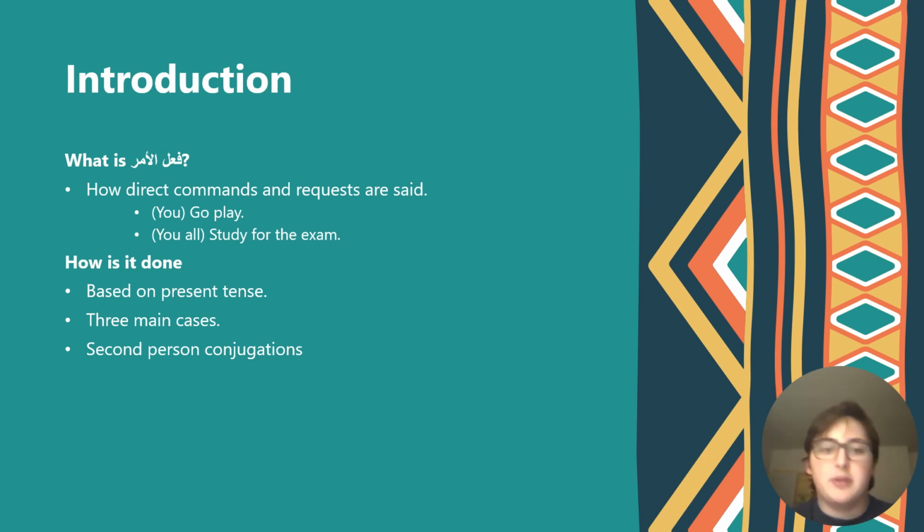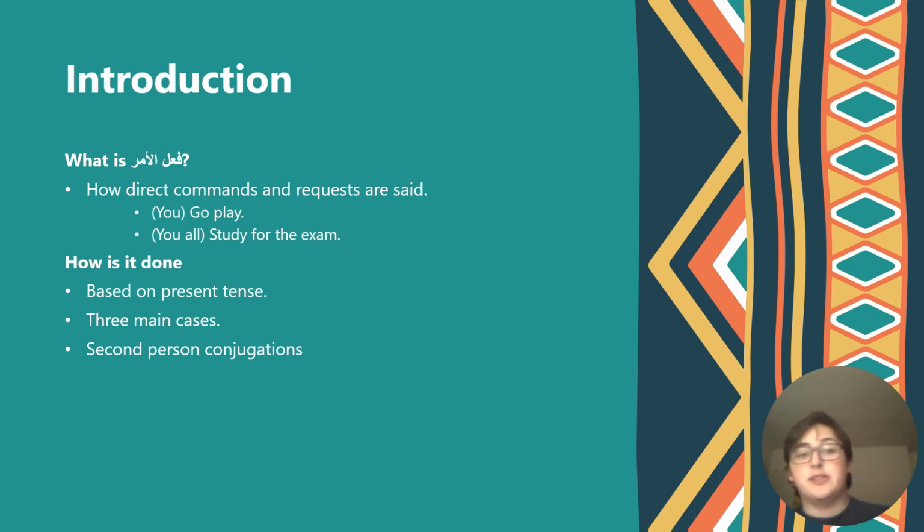Fi'l al-amr is how you directly issue commands and requests. That's kind of similar to English, like you go play, you all study, or just in general, like study for the exam when a teacher tells you, or when your boss tells you, do this at your job, or your mom says, go to your room or clean your laundry. All of that comes down to the imperative tense.